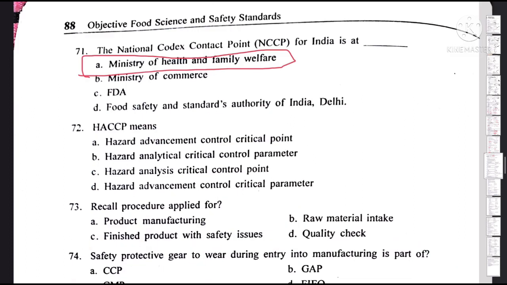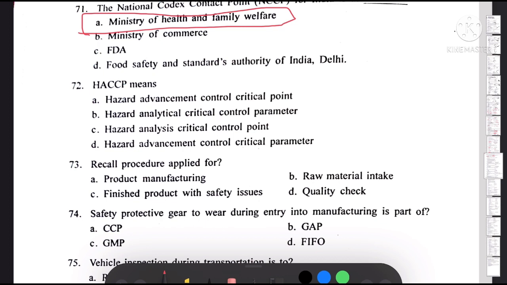Next, HACCP means. The question is asking about the full form of HACCP. The options are hazard advancement control critical point, hazard analytical critical control parameter, hazard analysis critical control point, or hazard advancement control critical parameter. So the correct answer is hazard analysis critical control point. C.